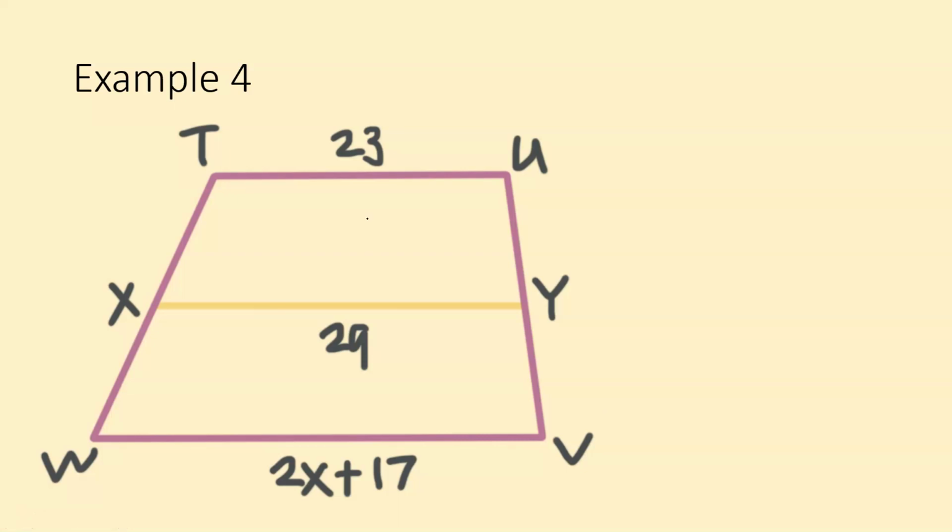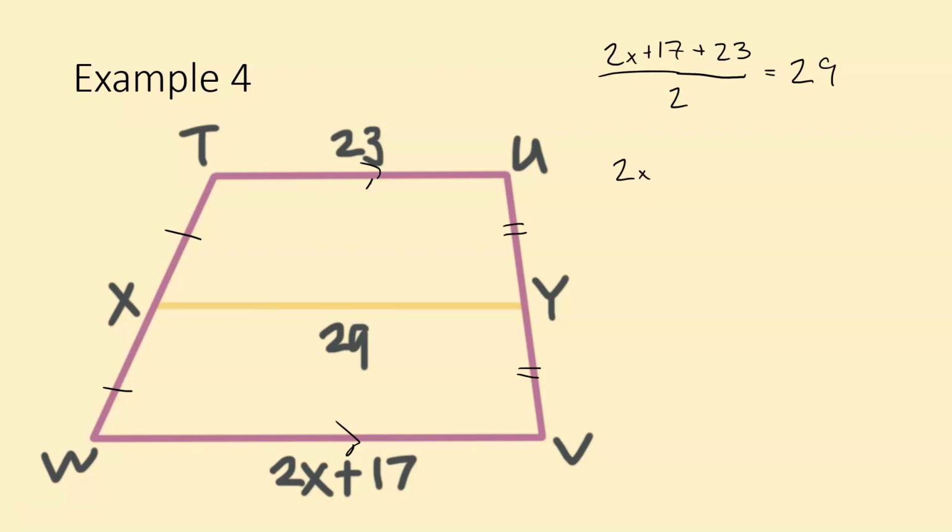Here's another example with the mid-segment formula. So this time, assume that this is a trapezoid and that we're given that this is a mid-segment here. So our setup for this one would be 2x plus 17 plus 23. So you have our two bases, 2x plus 17 and 23 added together, divided by 2 equals the mid-segment, which is 29.